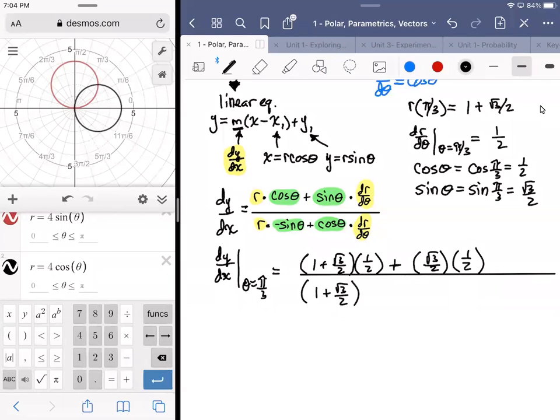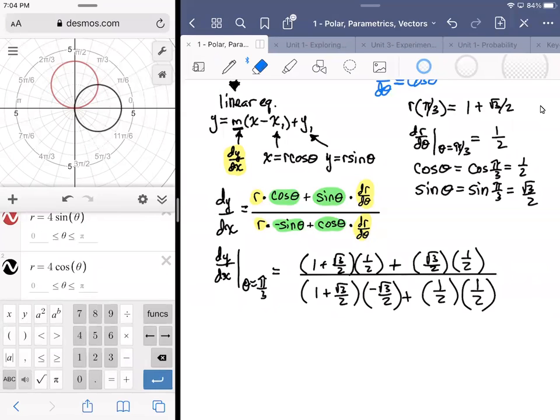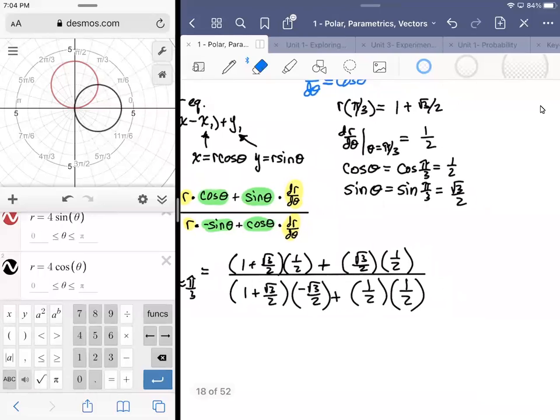Negative sign, so negative rad 3 over 2, cosine 1/2, dr d theta, also 1/2. So I got this extra stuff here I don't need, so clean that up. And now I have my derivative. Now it's not in its most user-friendly form, so I'm going to want to clean this up a smidge.